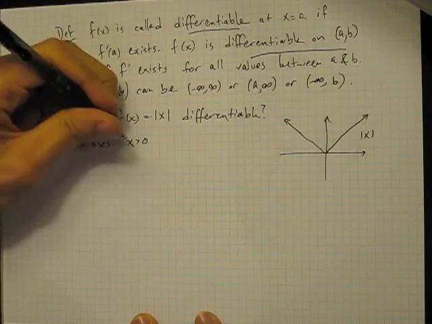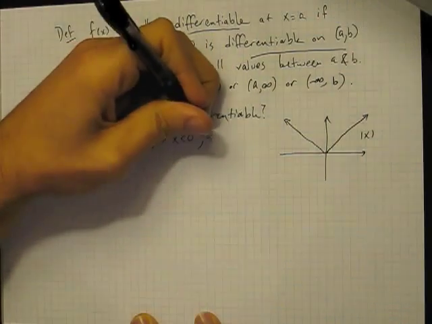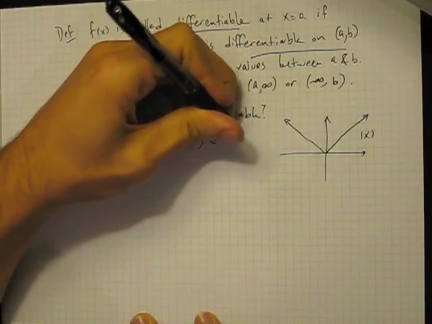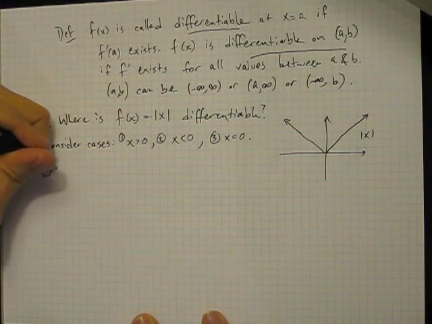X is positive, that's case 1. X is negative, that's case 2. And x is 0, that's case 3. Okay, so let's look first at case 1.